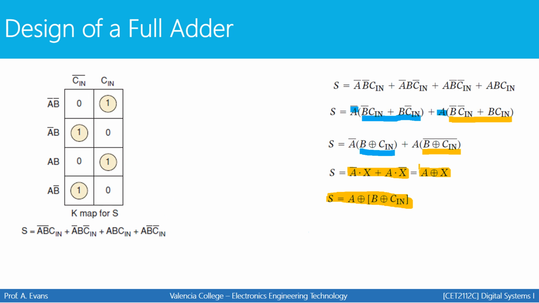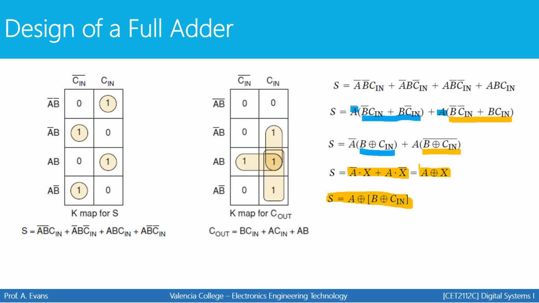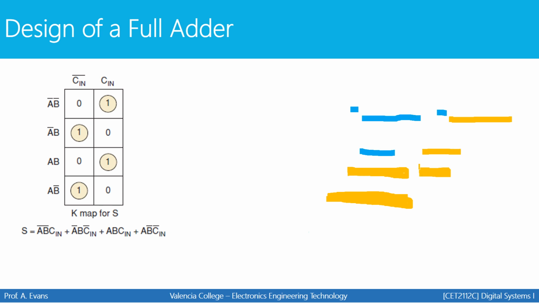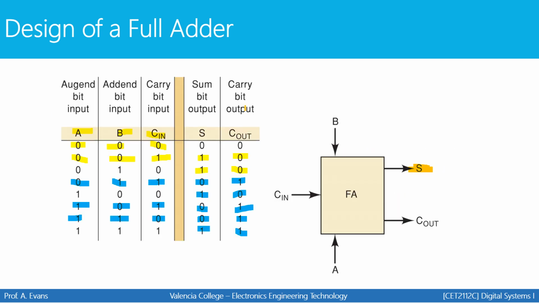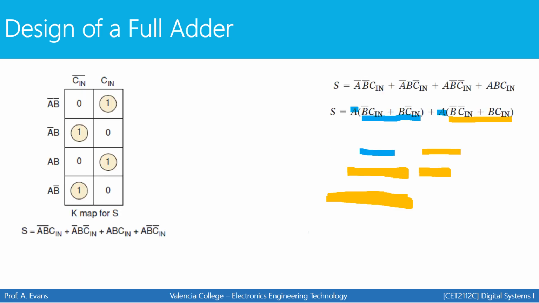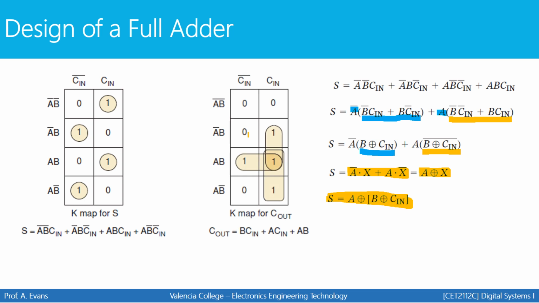So that's the equation for sum. Now let's do the equation for C out. Here's the K-map for C out. Again, you're going right based off of the truth table that we created. Here's C out. Make a K-map for that output. And here's what that K-map would look like, with 3 circles, each with a group of 2.